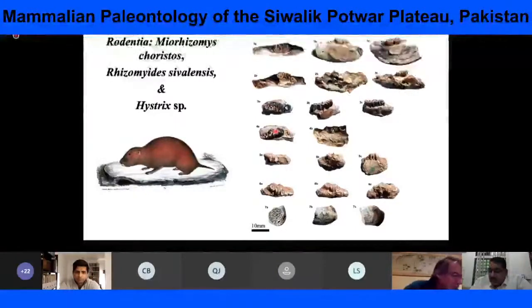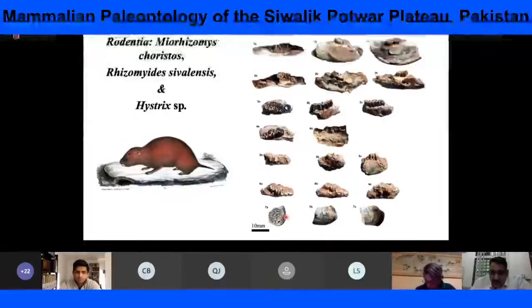Hystrix: the molar from the Tatrot is somewhat polished by abrasion and the enamel is pitted by exposure. This one is reported from the Tatrot formation. Identification as Hystrix is based on the multiple enamel lobes. You can see the enamel lobes in this molar. Remnants of two small buccal roots are also evident. This molar belonged to a large-size animal, similar to a porcupine, previously found in the late Miocene of Pakistan.